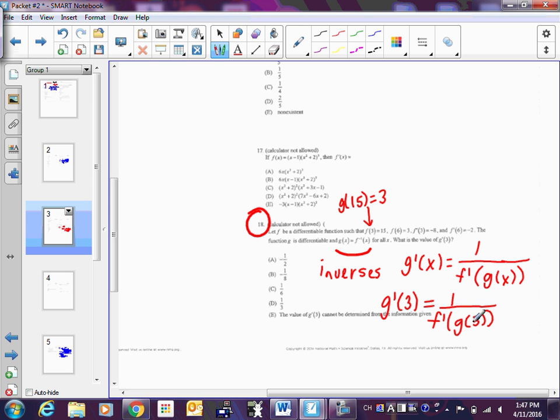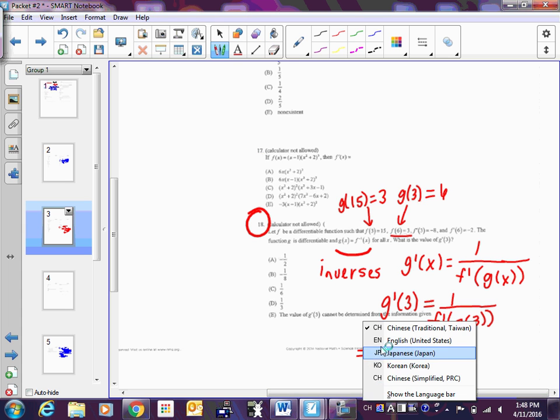So that didn't really help me here. But what about this one? If f of 6 equals 3, g of 3 equals 6. So you had to kind of take that next step to figure that out. And then what's f prime of 6? -2.